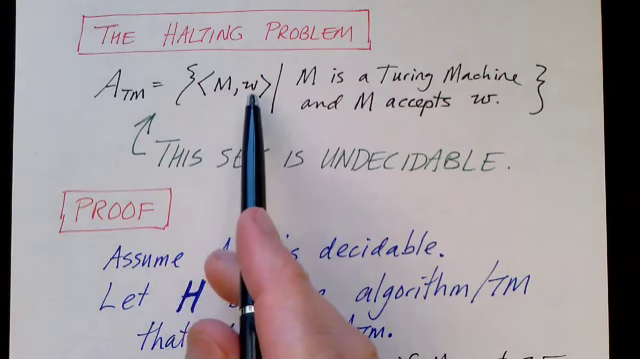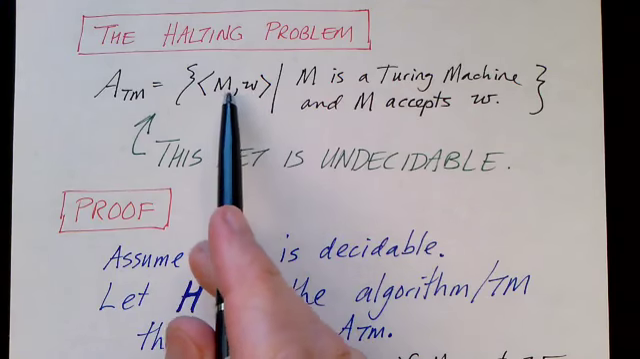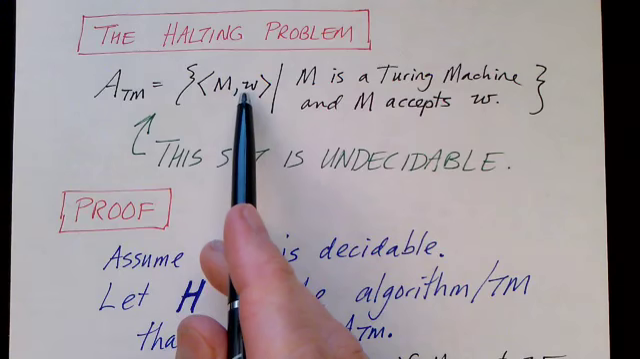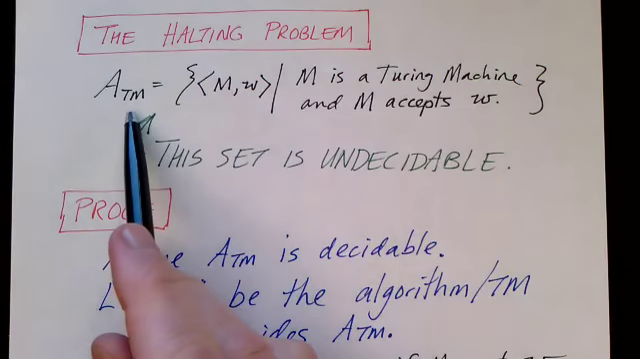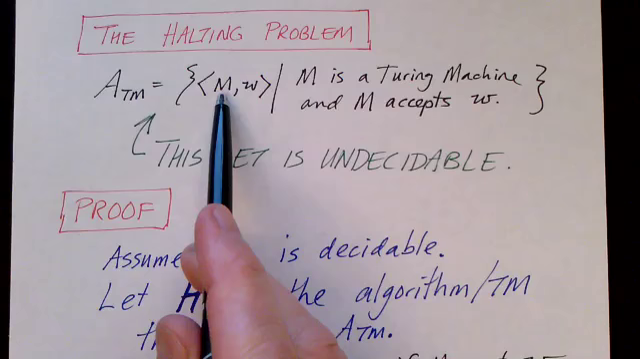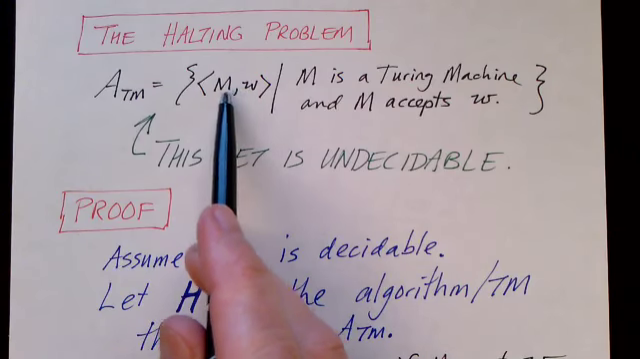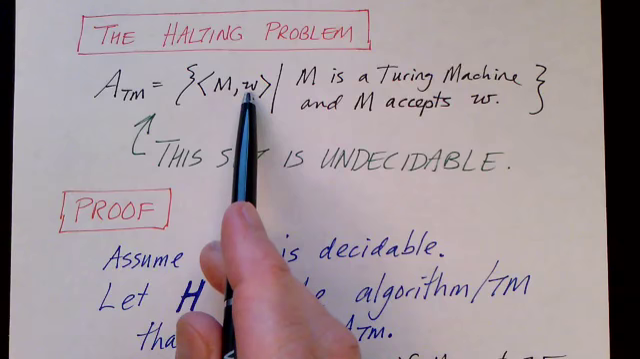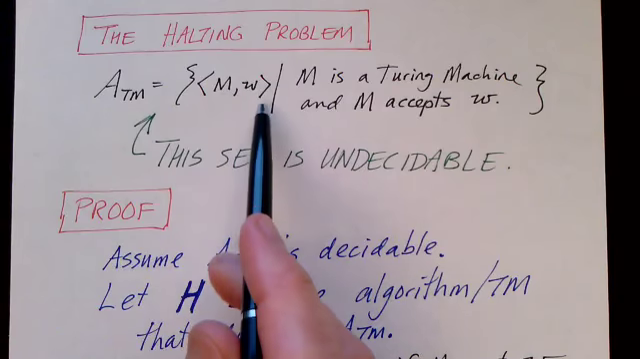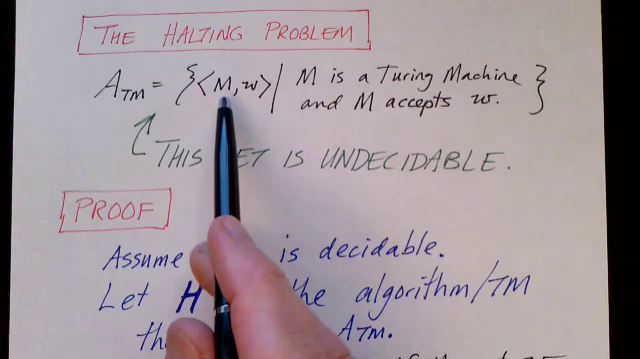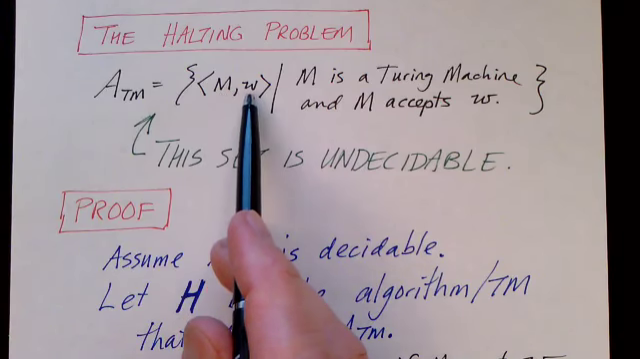The strings in this language consist of two parts. The first part is M, the description of a Turing machine, and the second part is a string W. And that string is in this language, ATM, if M is a valid Turing machine and if M would accept W if it were run on W. This language is undecidable. We can't have a decidable algorithm to find out whether a given string is in this set or not.